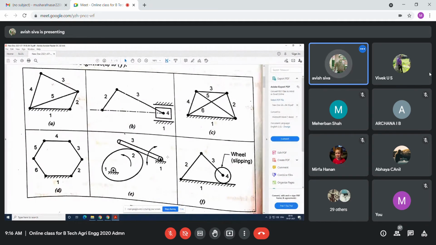See, Vivek, imagine there is no slider. It is just like a simple triangle. Then what about the number of links? The question is this, it is not this one. You just imagine a triangle. That is your question. So what about the number of links?